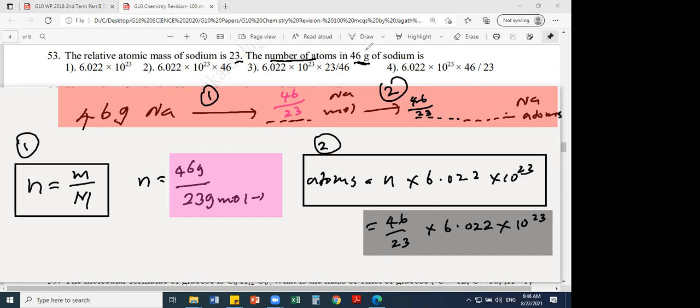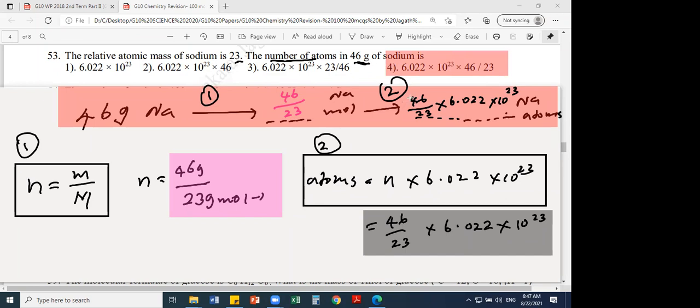But it all depends on your interest. What is this? 6.022 into 10 to the power 23. That's why you get the answer 4th. Is that clear? Answer is 4th. Question number 53, answer is 4th.